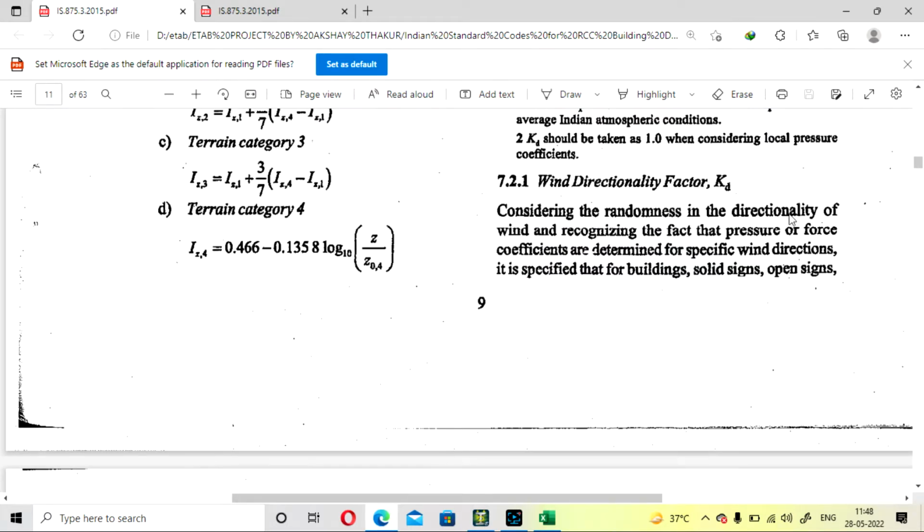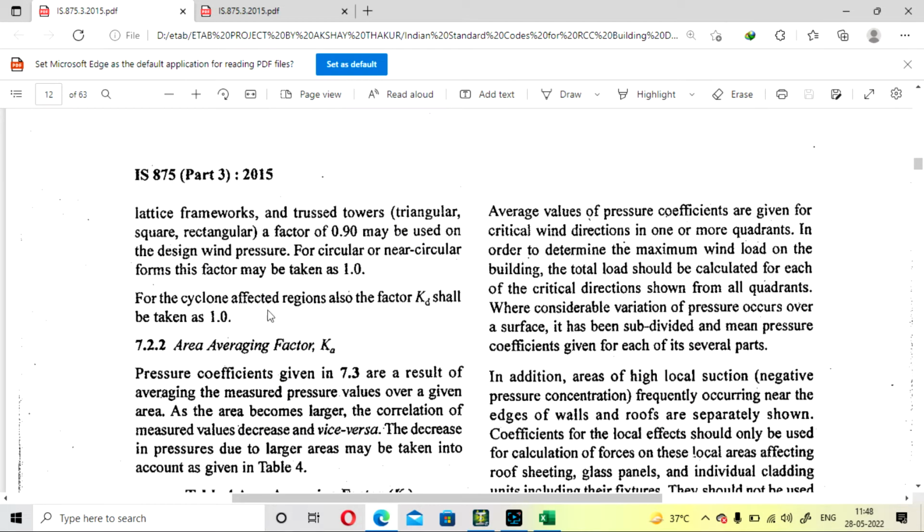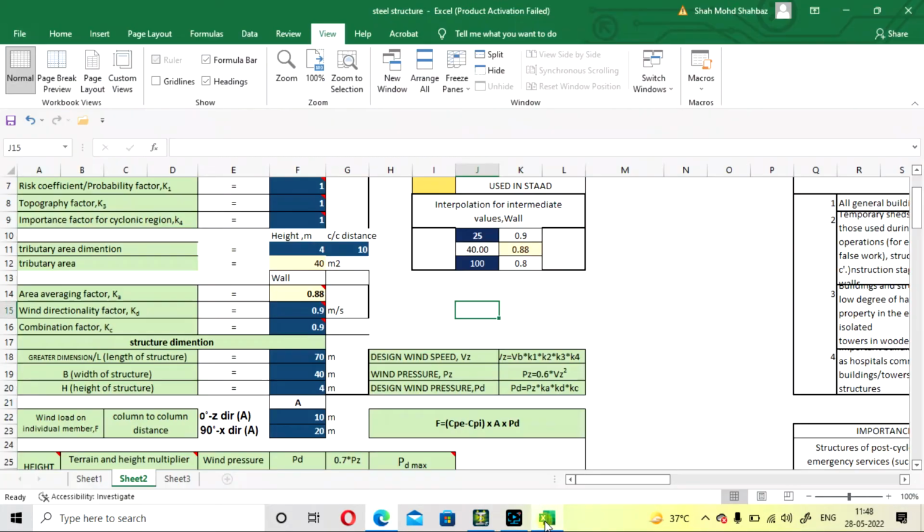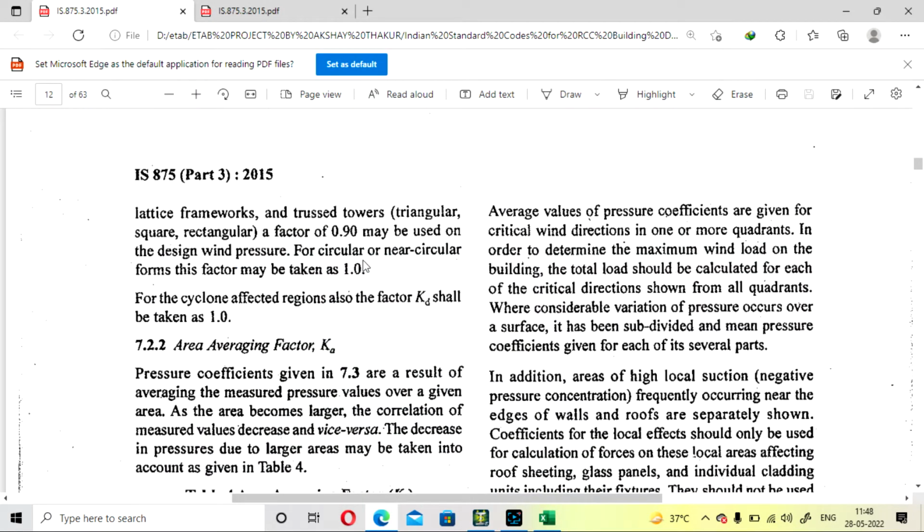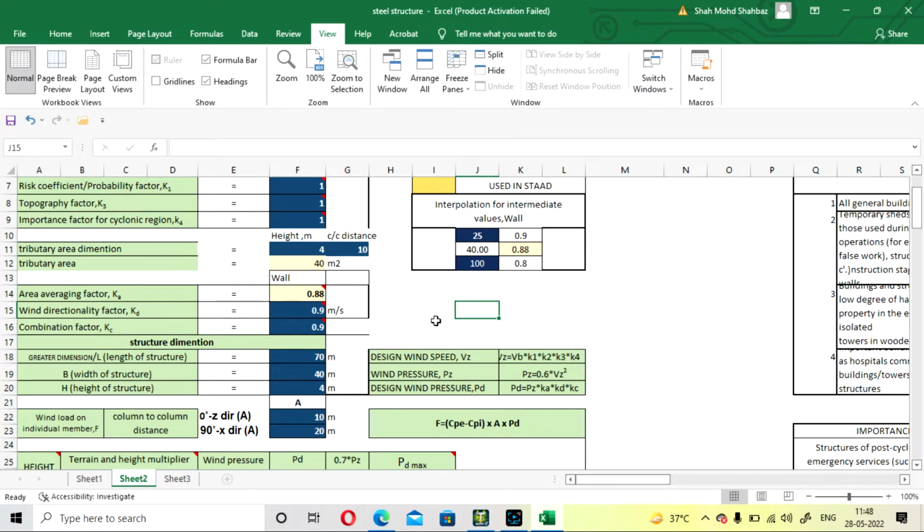Considering the randomness in the directionality of the wind and recognizing the fact that pressure or force coefficients are determined for specific wind directions. So for the cyclonic effect also, KD shall be taken as 1, and for the normal structure we are going to take 0.9, that is triangular, square and rectangular. So our structure is rectangular, so we are going with factor 0.9. So here we have taken 0.9. If it is a circular type structure, we have to go with 1.